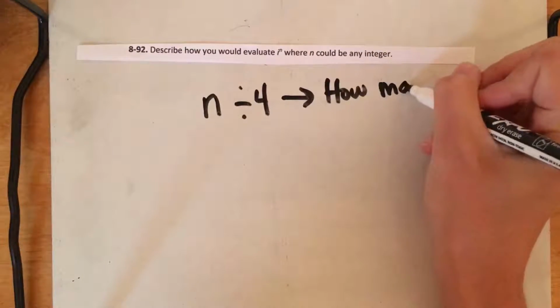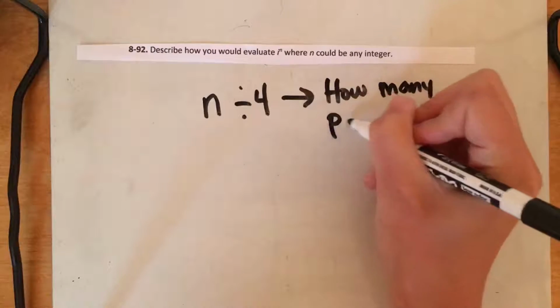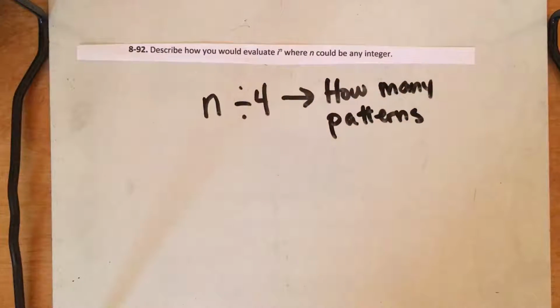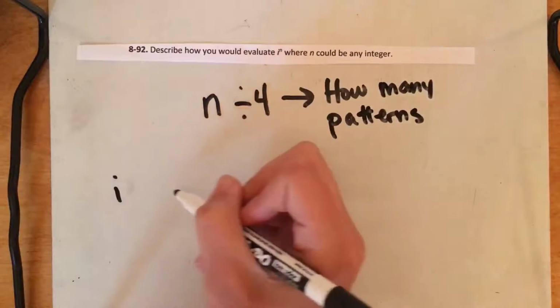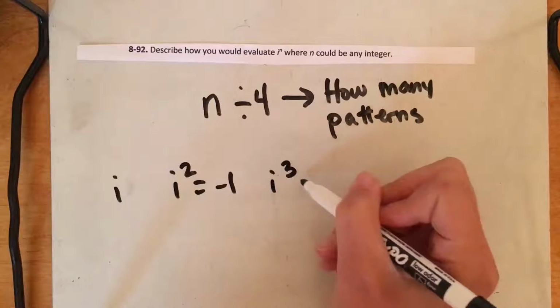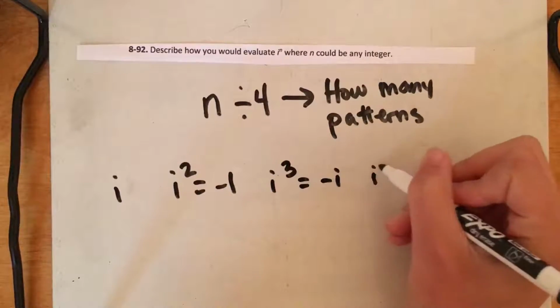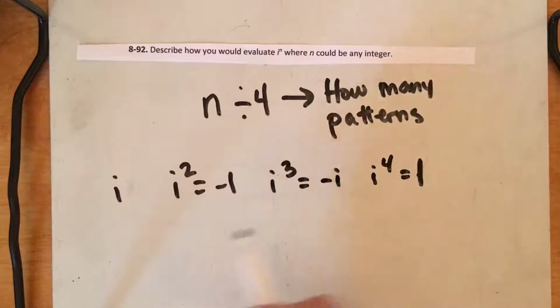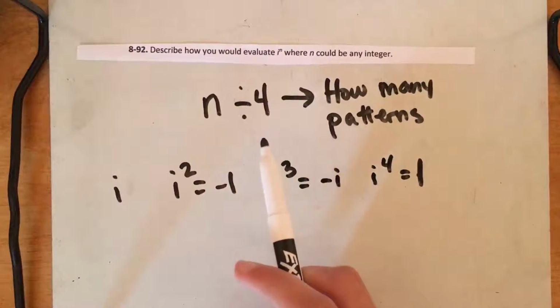How many patterns, because our pattern is 1 through 4. So we have i squared, which is really -1. We have i cubed, which is really -i, and we have i to the 4th, which is really just 1. So it's one of those 4 answers. So that's why we're dividing by 4.